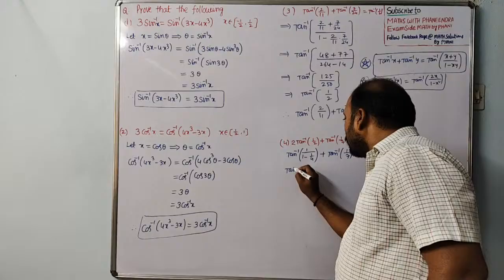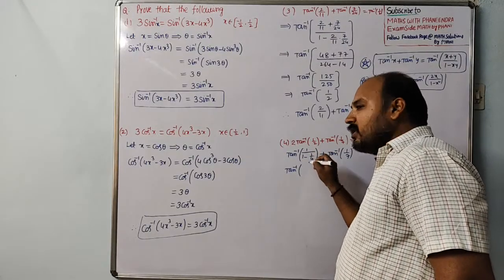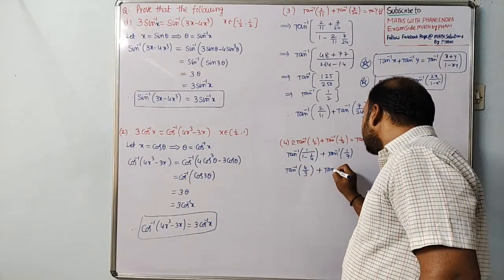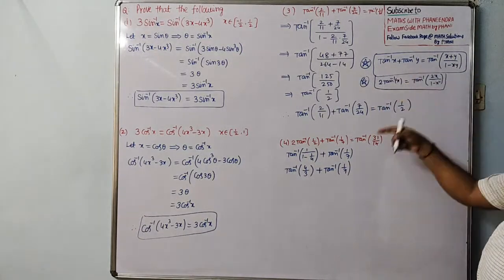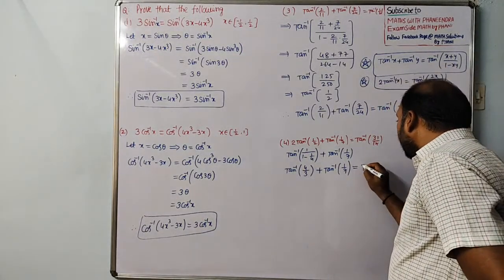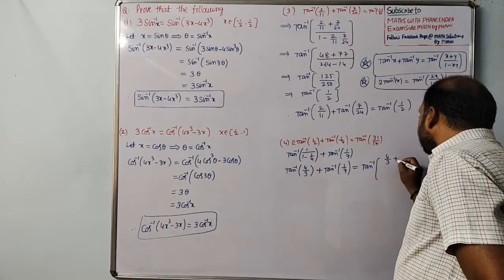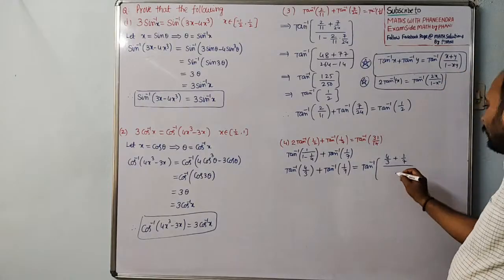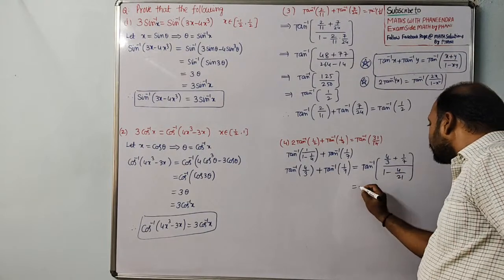So tan inverse of 1 by 1 minus 1 by 4, which is 3 by 4. 1 by 3 by 4 means 4 by 3 only. Plus tan inverse of 1 by 7. Now you can apply the tan inverse x plus tan inverse y formula. You will get tan inverse of 4 by 3 plus 1 by 7 divided by 1 minus 4 by 21. Directly I am writing this, students.